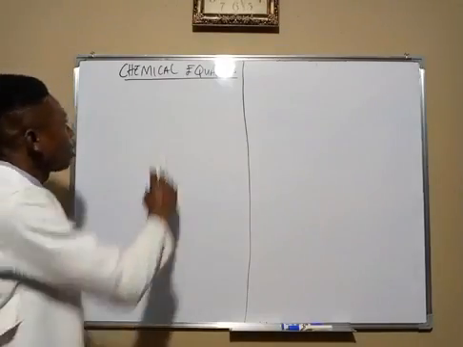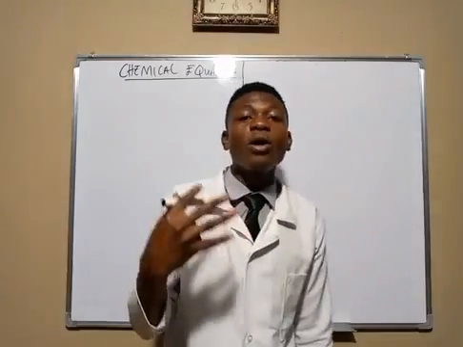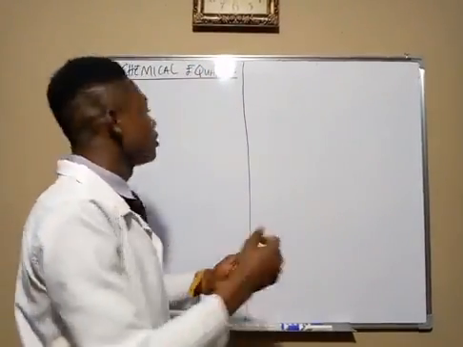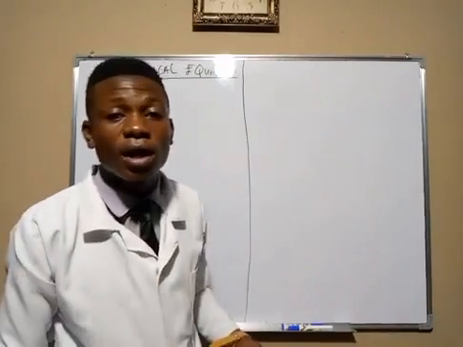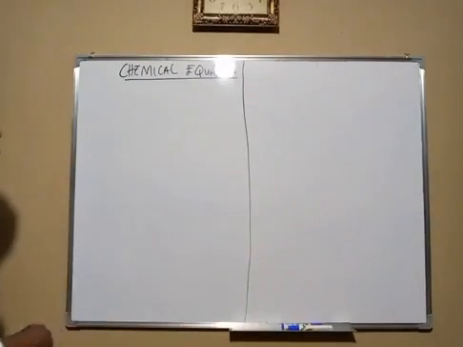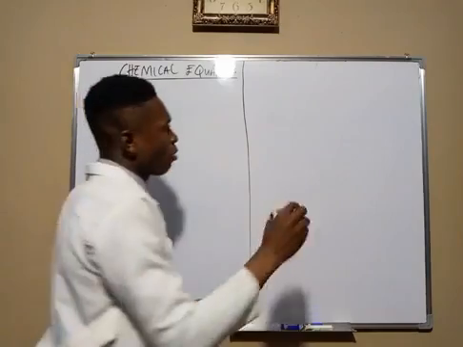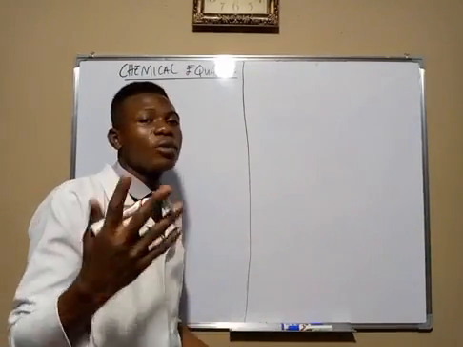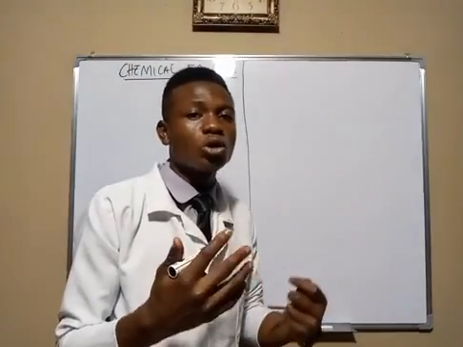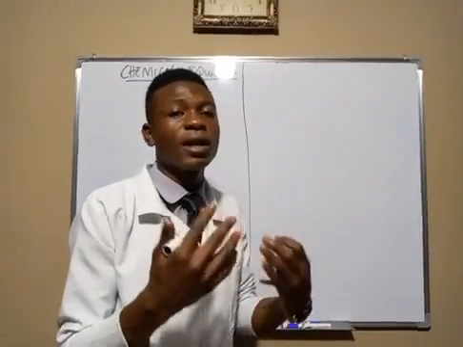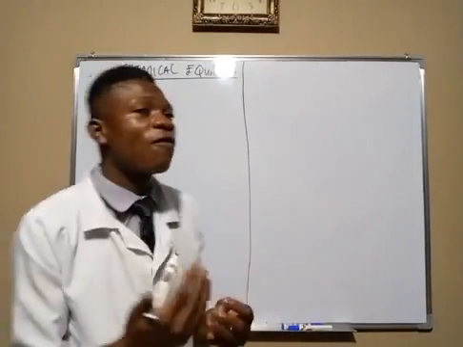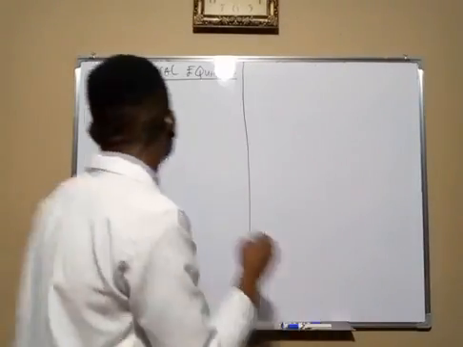When you hear the word chemical equations, these are equations that are formed in chemistry. I want to show you something about them. This is a chemical equation. All chemical equations are formed when one or two compounds have reacted with elements. They are formed when reactants react to produce products.